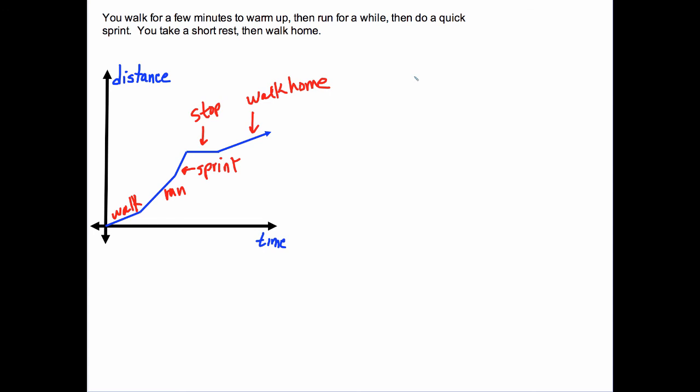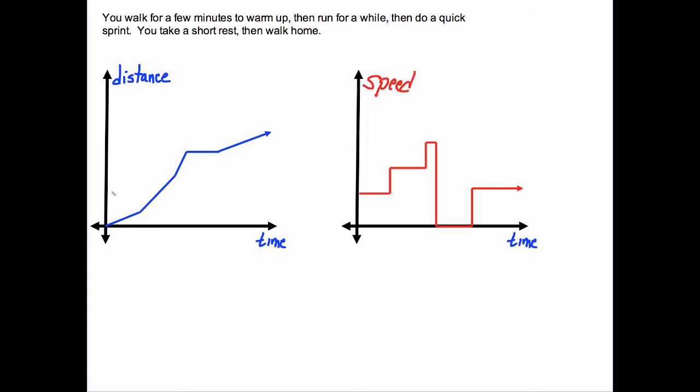Now, if you did the challenge, here is what the speed graph looks like. Now here is where you walk, and then your speed goes up when you run. Speed goes up even more when you sprint. And then this is the rest, and this is the walk home.